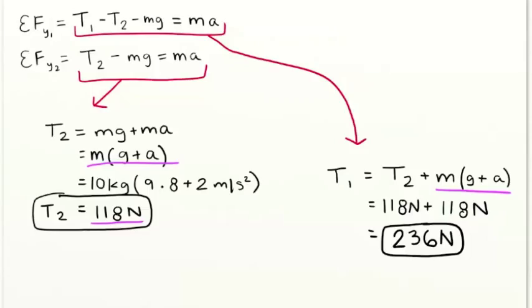So now we have our final answer, which is the tension in segments A to B of the rope is 236 newtons, and the tension in the C to D segment in the rope is 118 newtons.